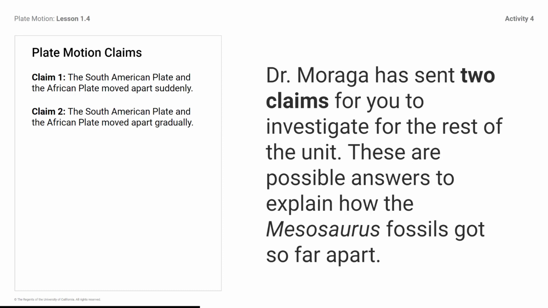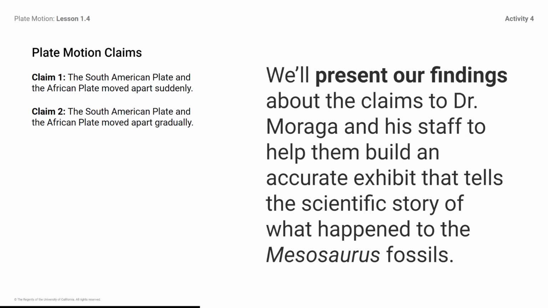In this unit, you will be learning about plate motion in order to explain what happened to these fossils that were once all together but are now about 4,000 kilometers apart and separated by an ocean. Was it slow, gradual movement of the plates that separated the Mesosaurus fossils over a very long period of time? Or was it some large, catastrophic event that suddenly moved the plates and separated these fossils in a very short period of time? We will continue to gather evidence and evaluate these claims as we learn more about plate motion.